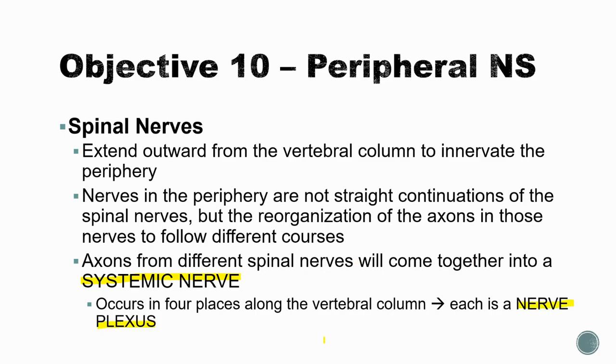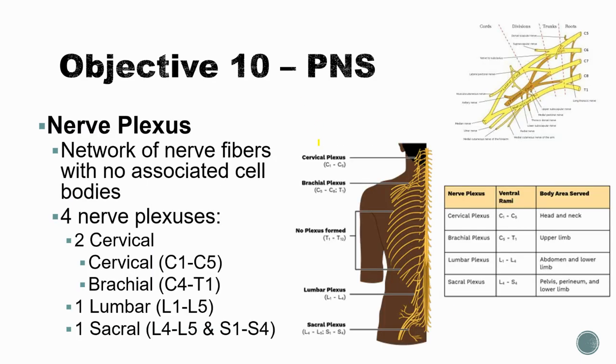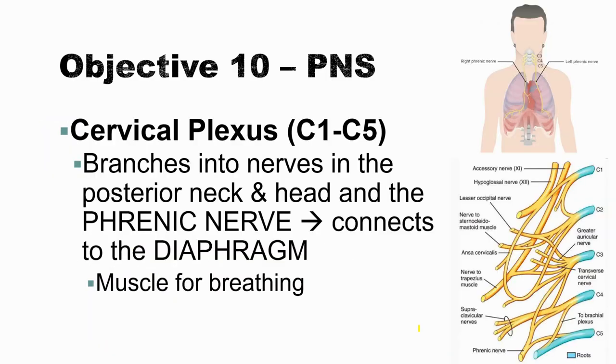So this is going to be where they come together, and we're going to take a look at 4 different nerve plexuses, okay? So one is the cervical plexus, which is C1 through C5. You can see there's a collection up here. We have the brachial plexus, which is C4 through T1. This is going to go to your arm, the lumbar and the lower back, and the sacral down by the sacrum, okay? And so the cervical plexus is going to branch into nerves that go to the neck and the head. One nerve that you might want to know is the phrenic nerve. It goes all the way down to the diaphragm and helps regulate our breathing.